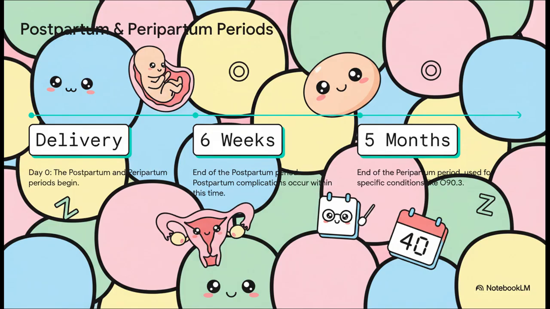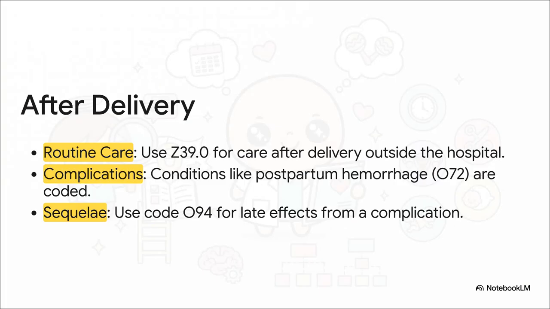But for some specific conditions, like peripartum cardiomyopathy, that's a weakness of the heart muscle that can develop, the coding timeframe extends all the way out to that 5-month peripartum mark, and you'd use code O90.3. So what does this look like in the real world? Well, for a routine postpartum checkup, you'll probably use a Z code. If a complication pops up, like a hemorrhage, you'll use a specific O code, like O72.